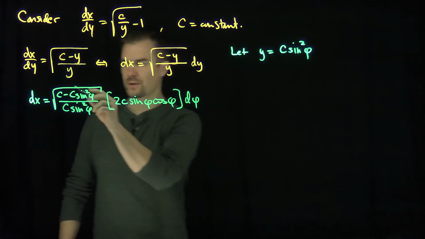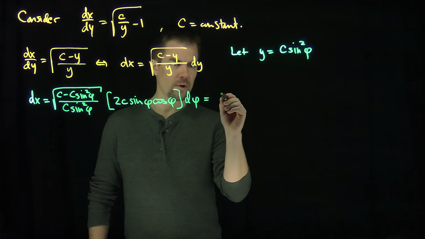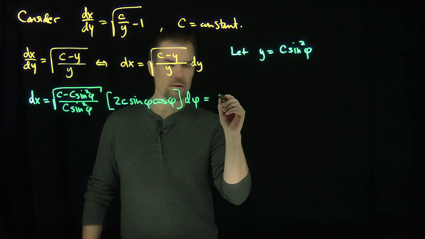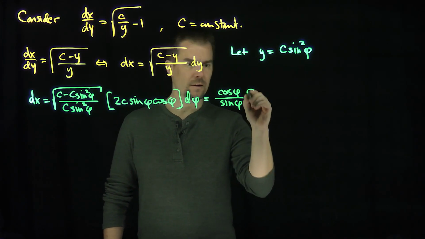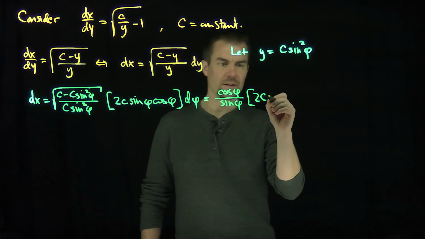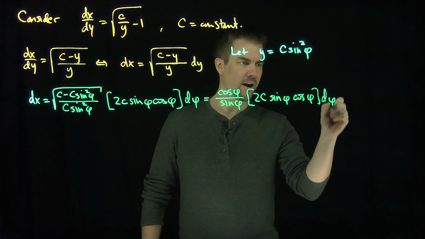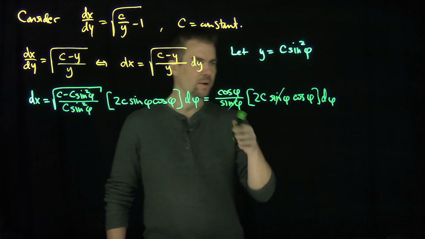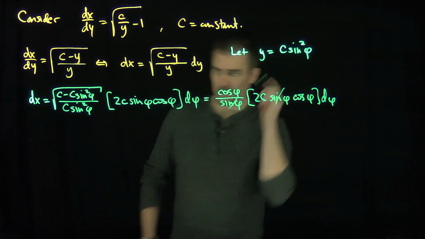Great. Now we can see that the numerator is going to simplify to cosine squared. There are no c's, it's homogeneous in c. So this is going to turn into cosine of phi over sine of phi times 2c sine phi cosine phi d phi. Now the sines are going to cancel out, and you have a 2c cosine squared phi. So let's integrate that now.